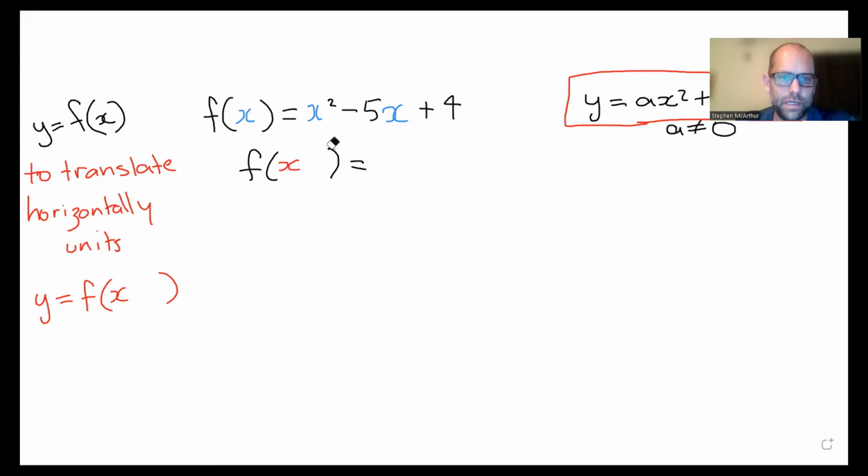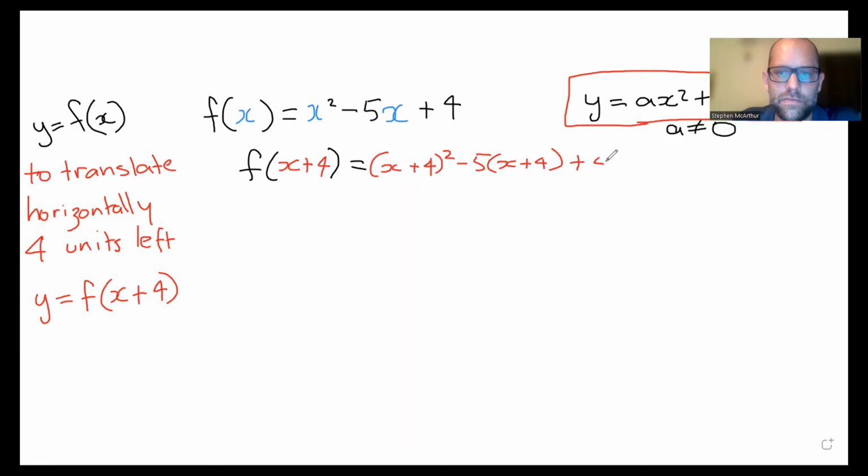And what we're going to have to do here is go horizontally 4 units left. So instead of minus 4, we add 4. I'm just going to do the whole thing in red this time, so I don't have to change colors. So here we go. Replace the blue x squared with x plus 4 squared, minus 5 times x plus 4 again.